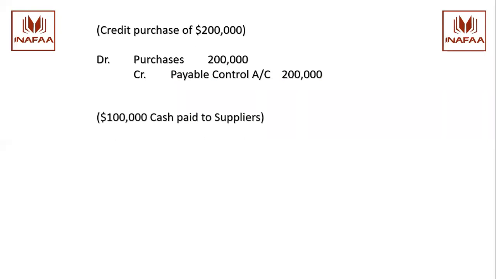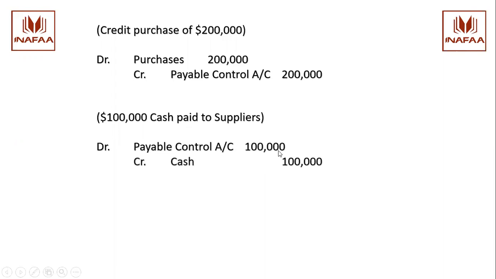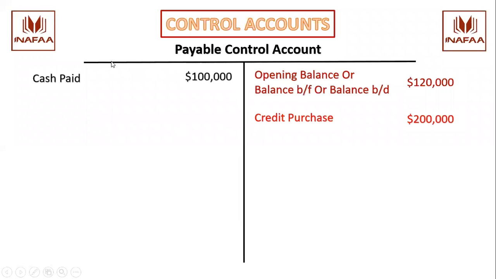Moving ahead with the other transaction, we have created our liability. How can it be decreased? If we pay our suppliers. So let's suppose we have paid $100,000 cash to the suppliers. The entry would be debit payable control account. We will reduce our liability. It's a decrease in liability, and we will credit the cash as we have paid the cash. So we will record this $100,000 on the debit side of the payable control account. The reference is the cash or the cash paid.